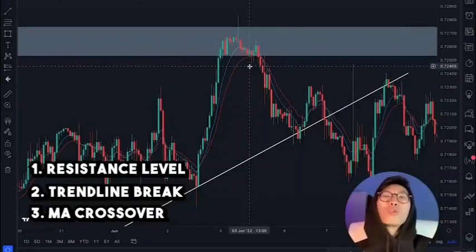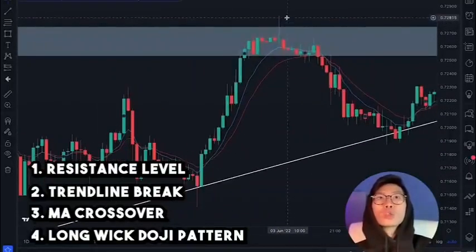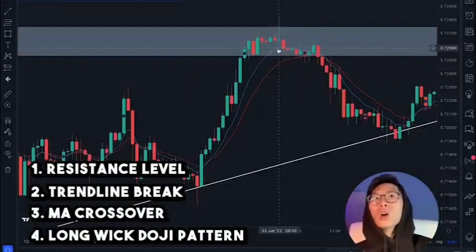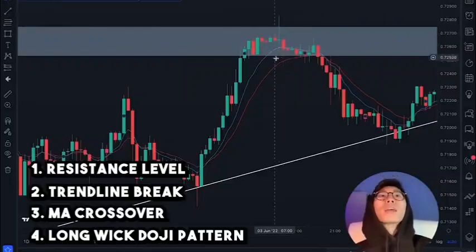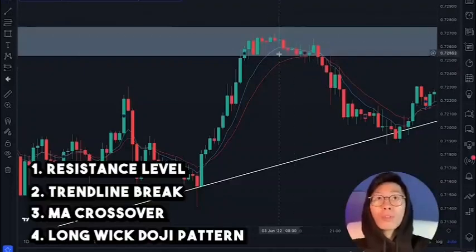The fourth confluence could be this long wick doji right here. You can see this super long wick doji being formed right here. This shows us that there is a lot of uncertainty in the market, and the market is indecisive, and the market might be about to reverse because the buying pressure is all gone.